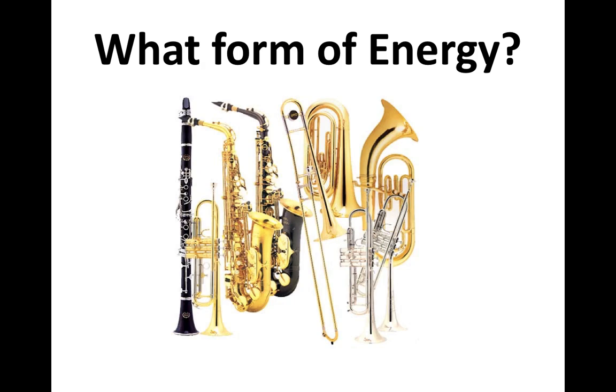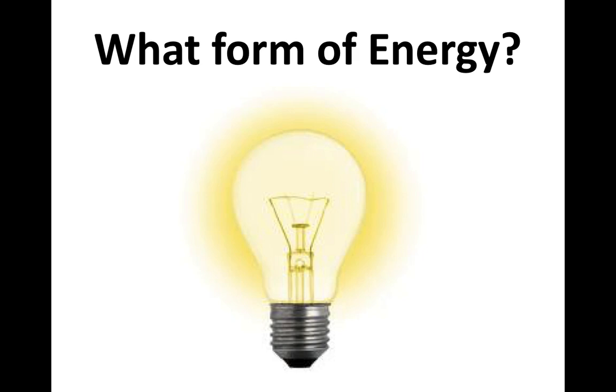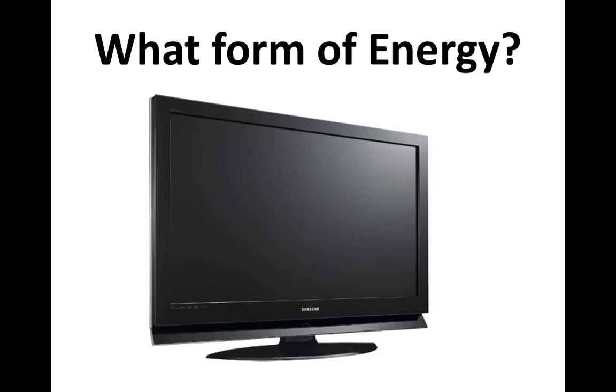So we're going to go through some examples. I want you to think about what type of energy is in each example. So in this one, you have a bunch of musical instruments, so that would be sound energy. Here you have a chemical reaction, so you have chemical energy. You have a light bulb here, so that would be light or radiant energy. A TV can have both sound energy and light energy or radiant energy.